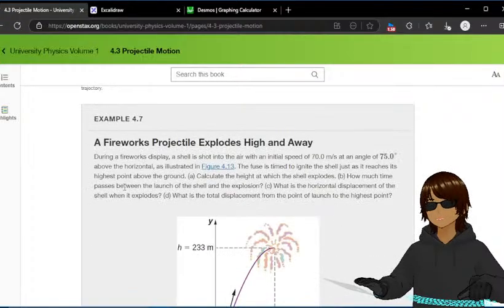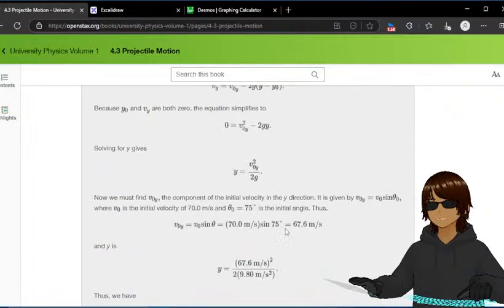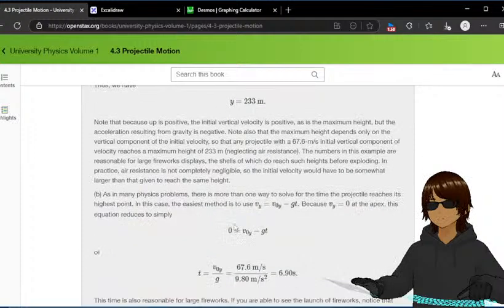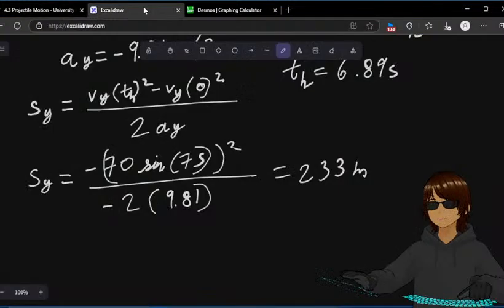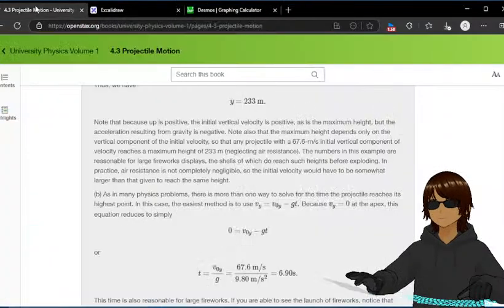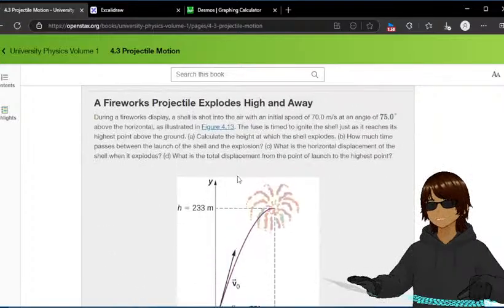How much time passes between the launch of the shell and the explosion? It should be around 6.9. Why do they write 6.90? And what's the last one?